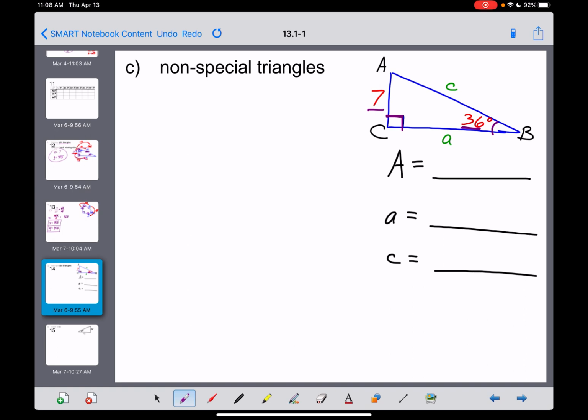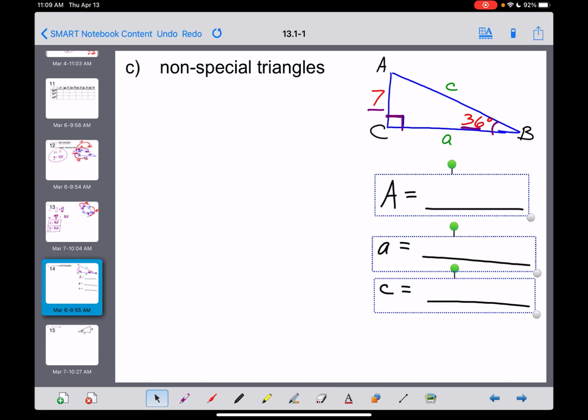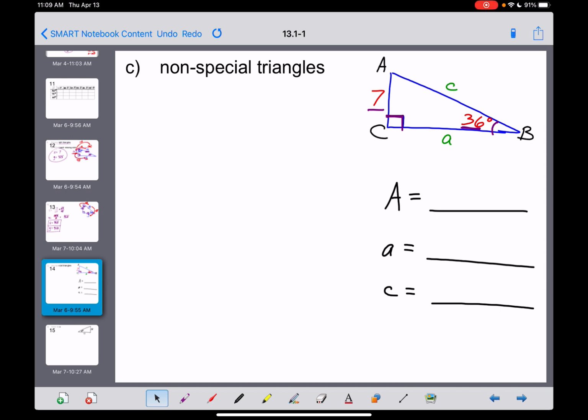Now, when the directions say to solve a right triangle, what that really means is find the measure of everything that wasn't already given to you. And that's what I did here for you. I probably shouldn't have. Sorry, you're going to have to do this part on your own. What are the 3 things that we're going to need to know? We need the measure of angle A, which we call capital A, and then the length of these 2 sides, little a and little c. So let's talk about how to do that.